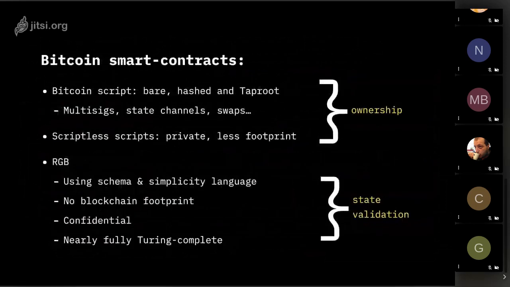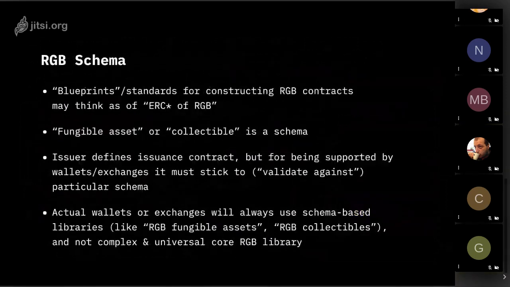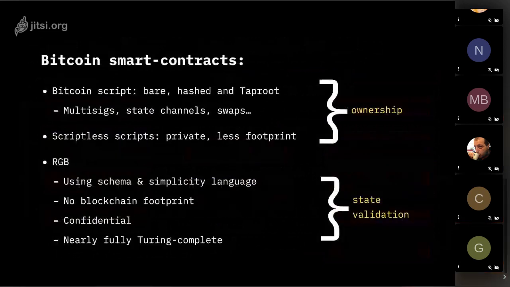You remember that with the first part, we had ownership at the top of this slide. It is managed by Bitcoin script. It can be bare Bitcoin script, hashed or taproot, supporting multisig, state channels, atomic swaps, whatever. You can use even scriptless scripts with adapter signatures and whatever is required. This is the ownership layer. It's maintained by the Bitcoin blockchain and Bitcoin transactions, basically. And then the RGB layer, the client-side state validation, includes schema and the Simplicity scripting language.